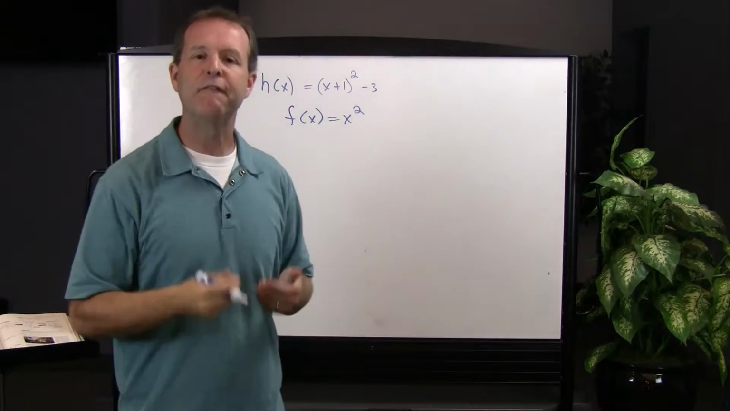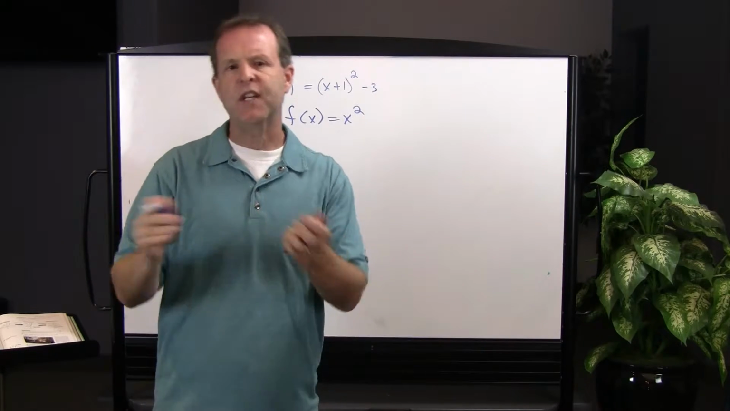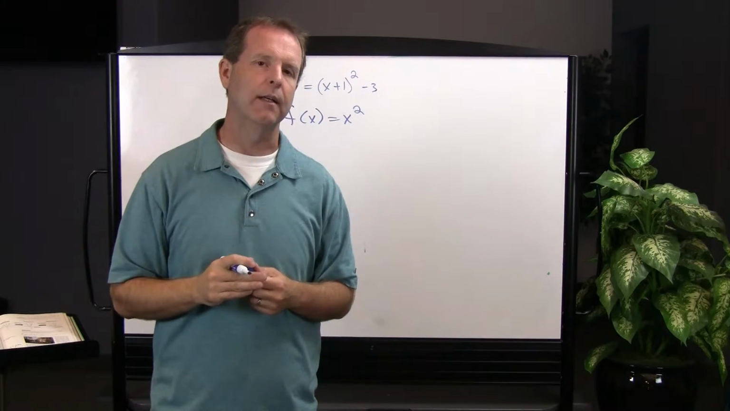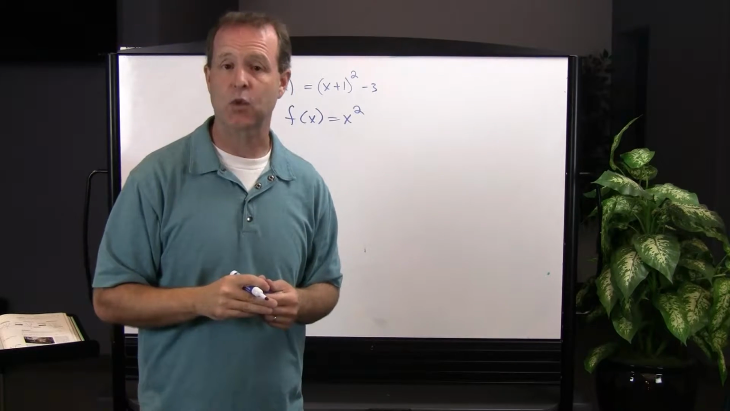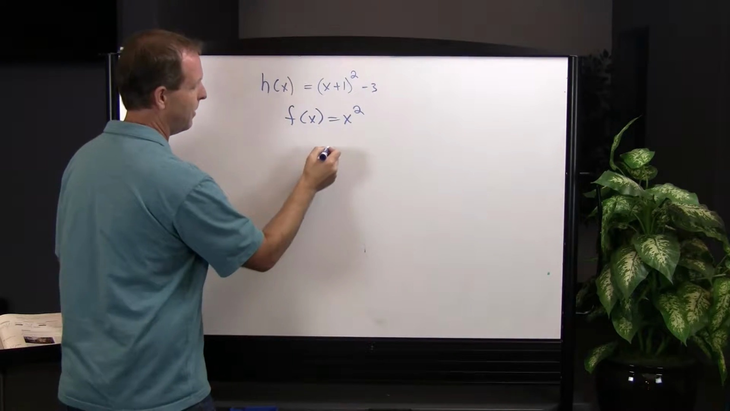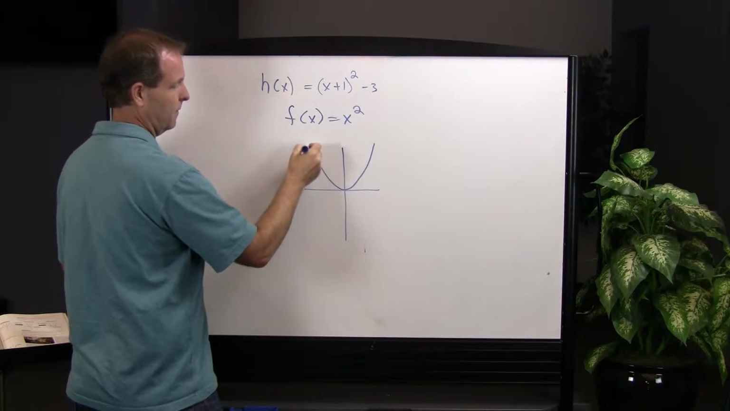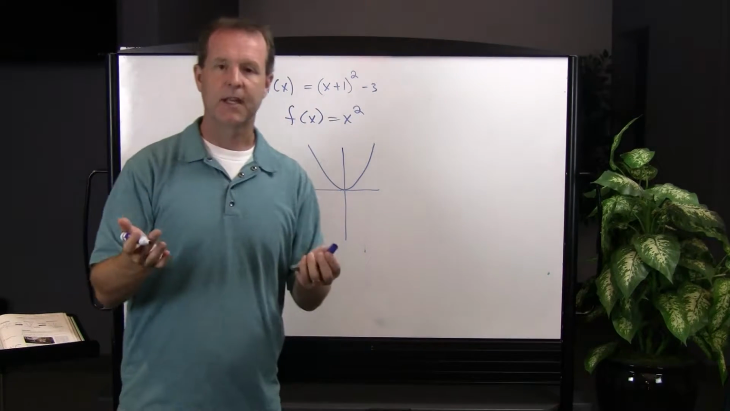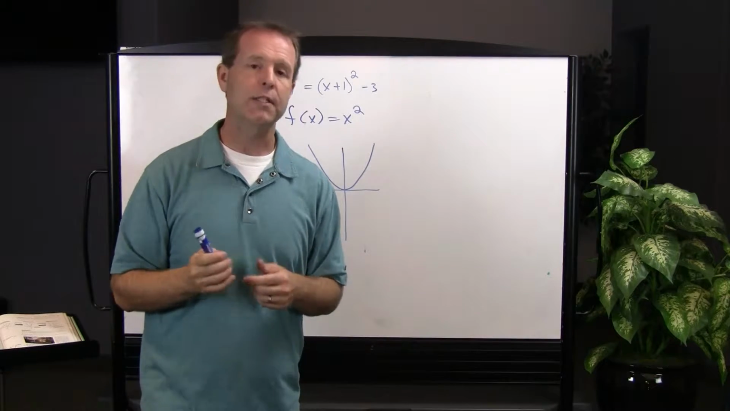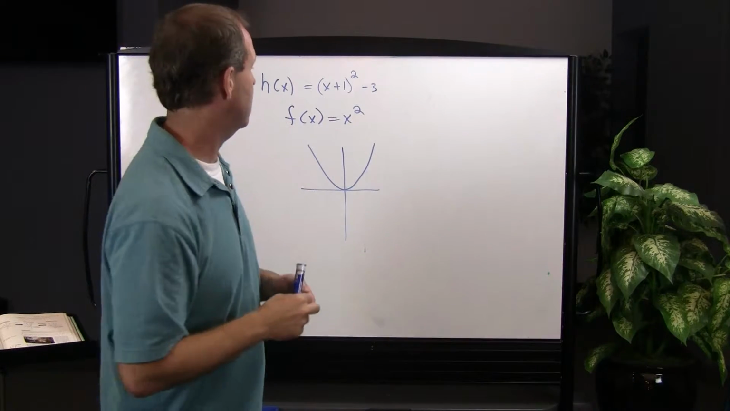That's what the basic function looks like with some shifting, some vertical and horizontal shifting. So we need to have an idea, what does f of x equals x squared look like? Well, its basic graph of x squared is a parabola. So let's go ahead and do some of the shifting that's going on.